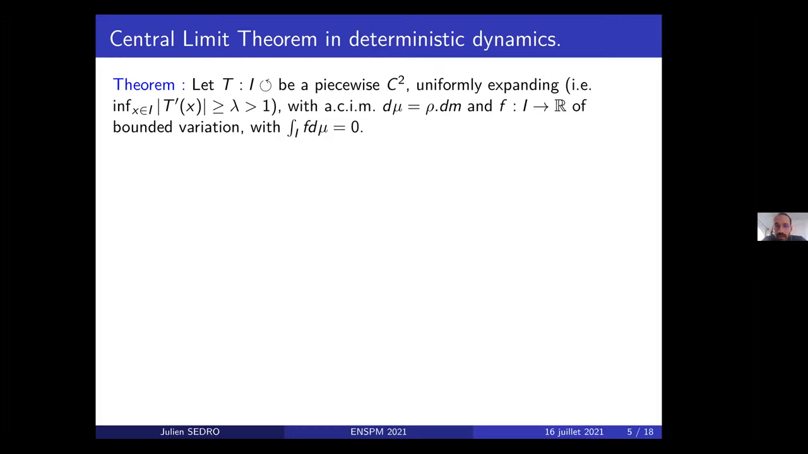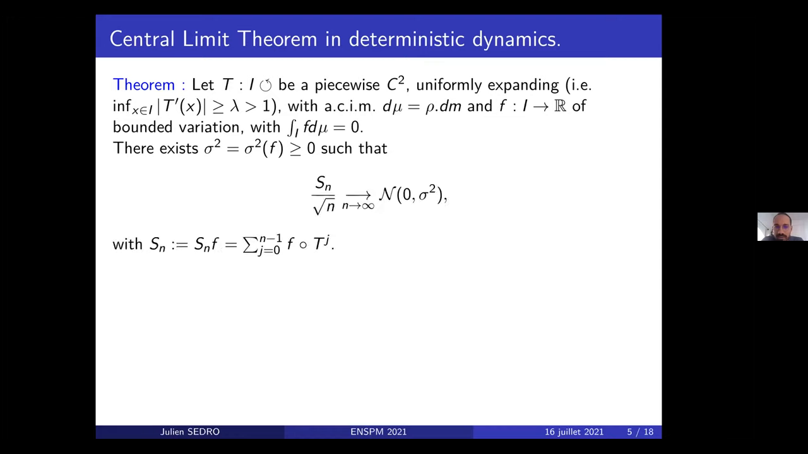And for some bounded variation observable f that is centered, which means that the integral with respect to mu is zero, then we know that there exists some quantity called the diffusion coefficient, such that the Birkhoff sum of f scaled by the square root of n converges to the Gaussian, centered and with variance sigma square, in the sense of distributions.